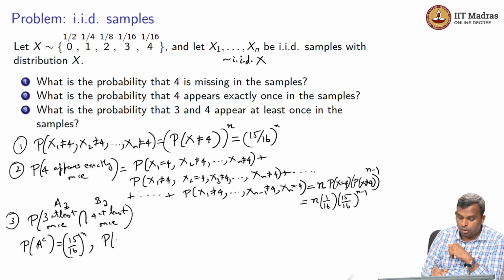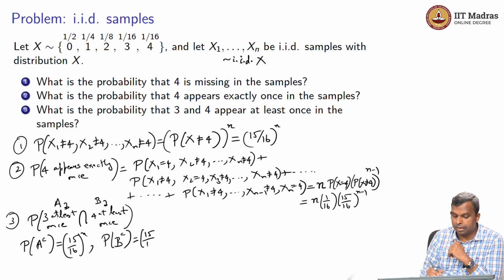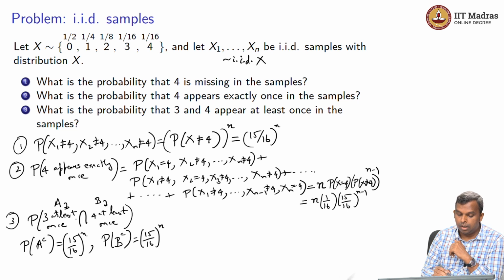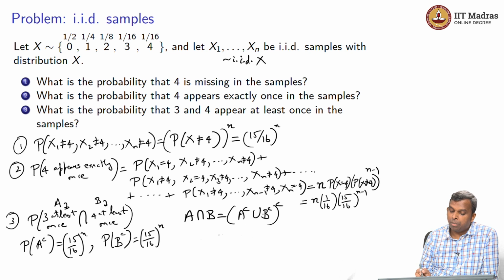Likewise, you can find the probability of B complement. 4 at least once has the complement 4 never appears. So that's also 15 by 16 power n. Okay, so I need A intersect B, right? A intersect B is A complement union B complement, the whole complement, right? So I need to find the probability of A complement union B complement, for which I need A complement intersect B complement. So I'll find the probability of A complement intersect B complement.